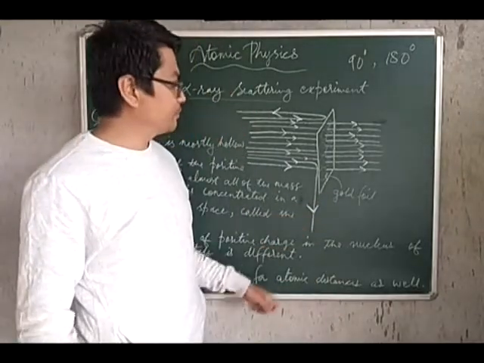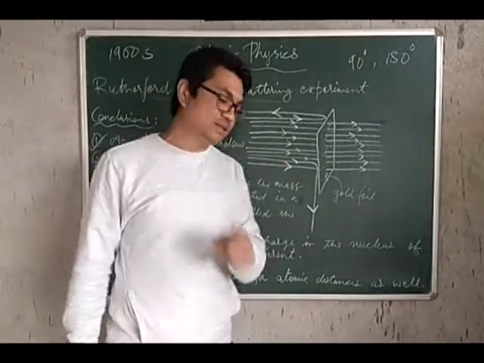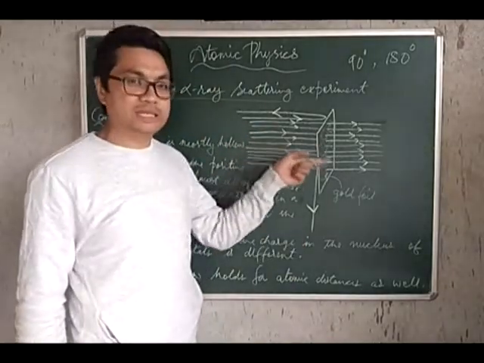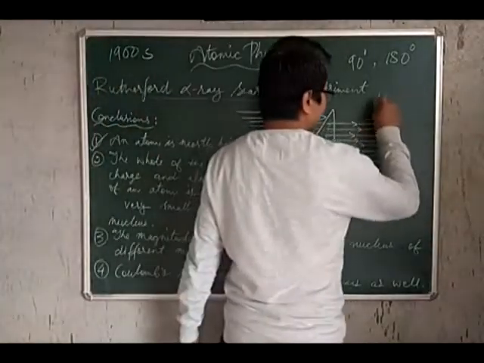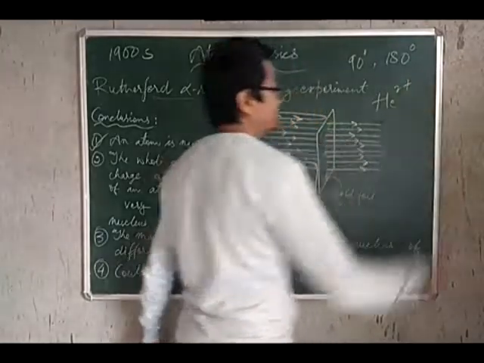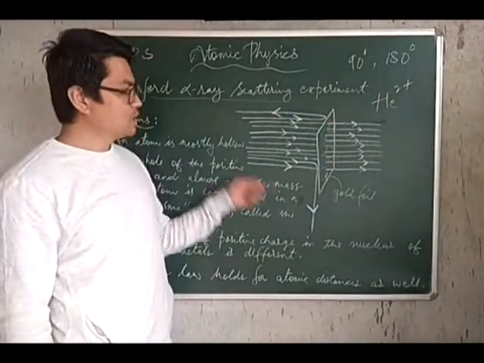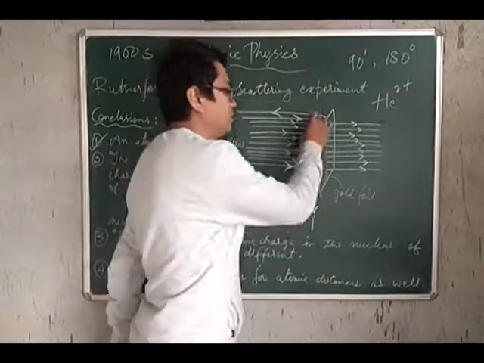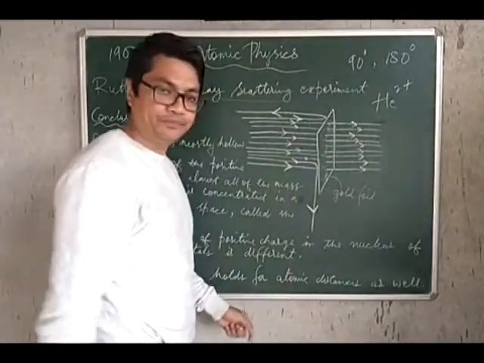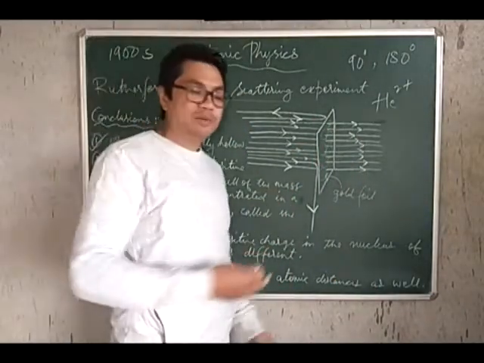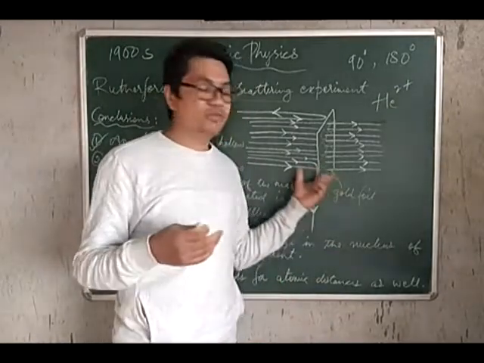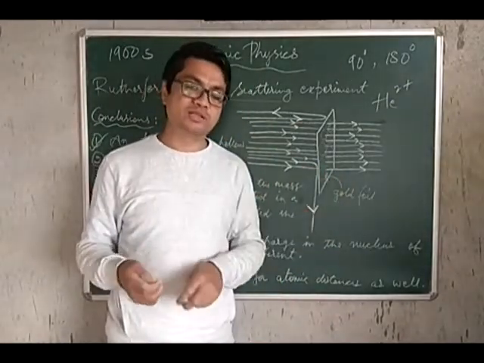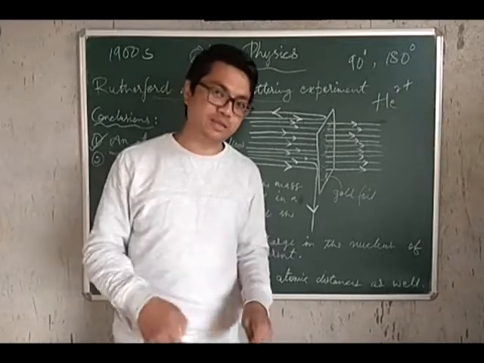Now what was done in this experiment is that alpha particles, which are helium nuclei and thereby positively charged, were made incident on a very thin gold foil. This experiment was actually performed by two students of Rutherford, Geiger and Marsden.